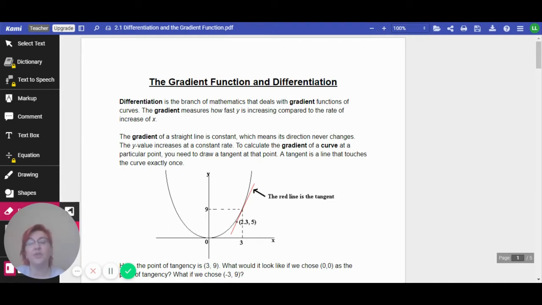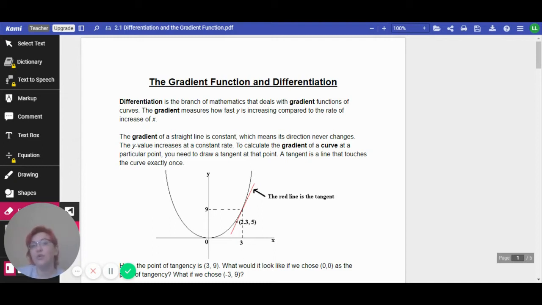From that, we know that the gradient measures how fast y is increasing compared to the rate of the increase of x. Now, the gradient of a straight line is a constant, which means its direction never changes, and the y value increases at a constant rate.